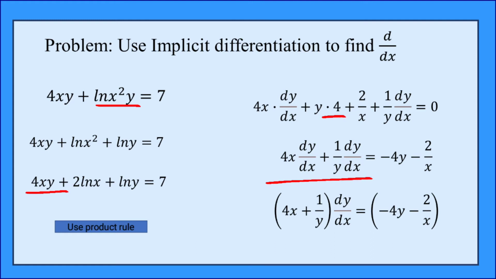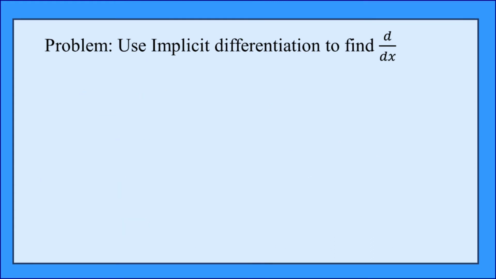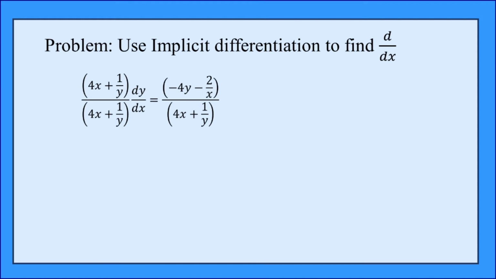So next up, we are going to start eliminating those terms beside the dy over dx, so we can get the value of dy over dx. How can we do that? We are just going to divide both sides by the expression 4x plus 1 over y. And then we can cancel this too. And next we will have this kind of equation, which is dy over dx is equal to negative 4y minus 2 over x, over the quantity 4x plus 1 over y.